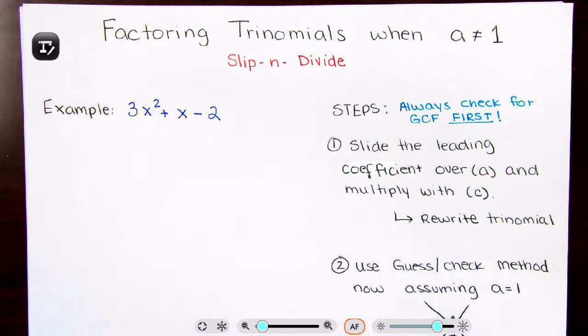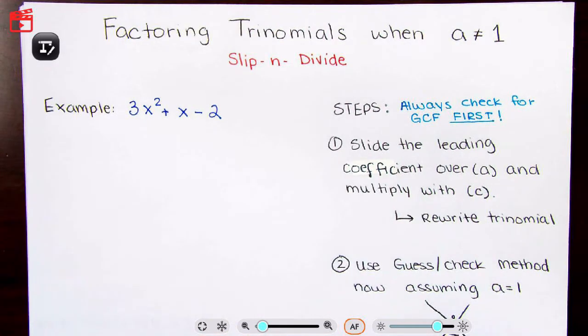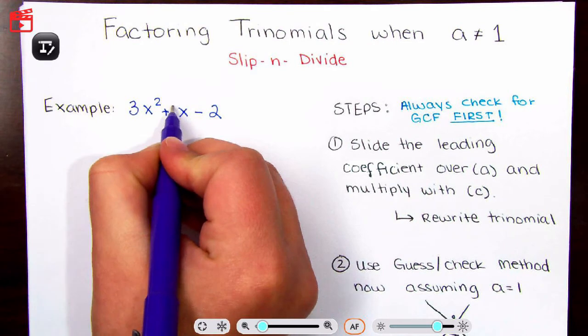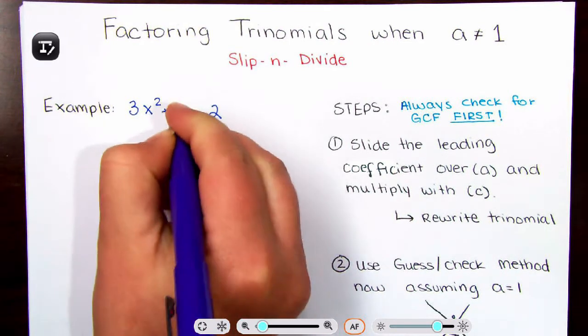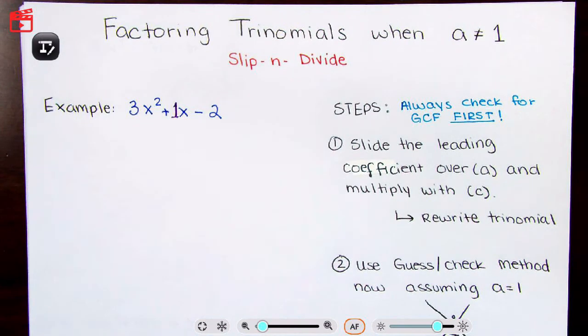I did pre-write some steps here, so let's go ahead and start reading them, and I am going to do an example while we are reading the steps. Even before we start with step number 1, you always want to check for GCF first. Is there something that we want to pull out? So 3x, what is in front of x, it's a 1. If it's missing, it's just 1. And then 2. So 3, 1, and 2, there's nothing really for us to factor out as a GCF.